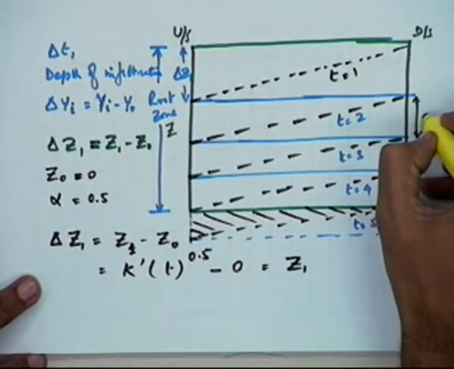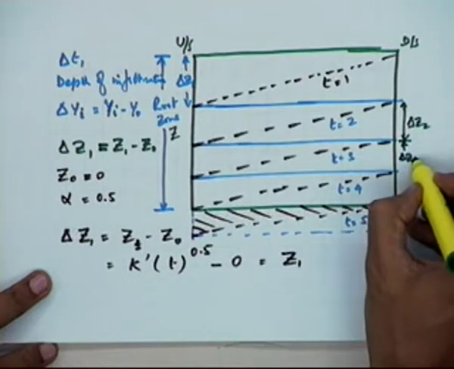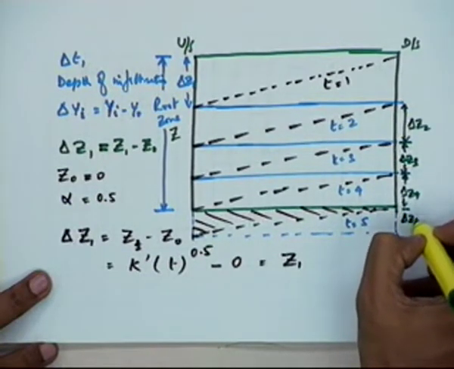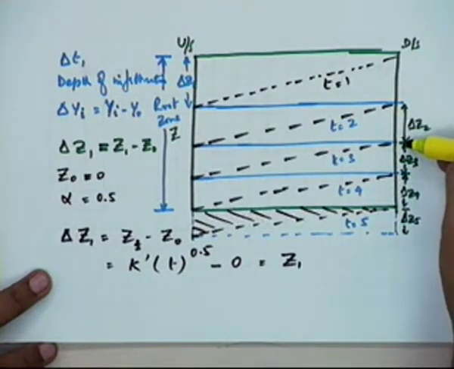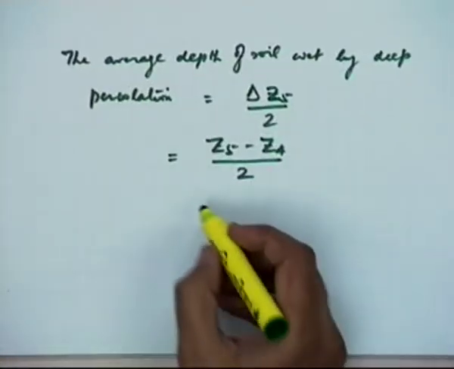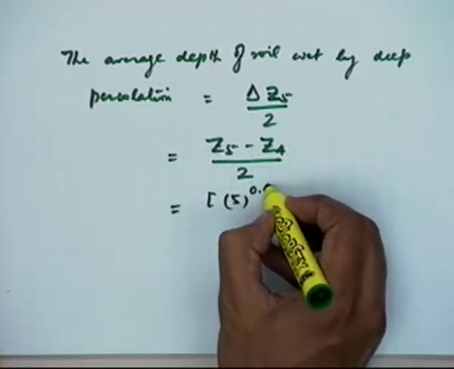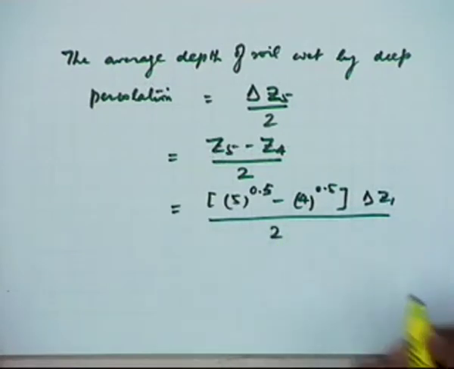Let me say that this is delta Z2, the next one is delta Z3, this is delta Z4 and delta Z5. Okay, these are the individual values, but for each one, this is the Z1 up to this, the next one is Z2, Z3, Z4 and Z5. So you can use it either way. This is Z5 minus Z4, that's what is delta Z5 by 2, that you can also write. So this in fact is nothing but, you can write in the general form, minus 4 to the power 0.5 into delta Z1 by 2.